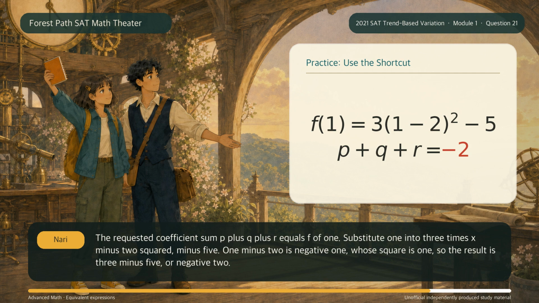The requested coefficient sum p plus q plus r equals f of 1. Substitute 1 into 3 times x minus 2 squared minus 5. 1 minus 2 is negative 1, whose square is 1, so the result is 3 minus 5, or negative 2.